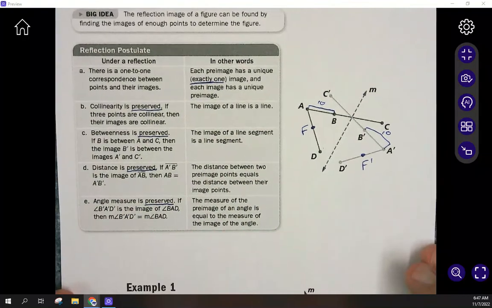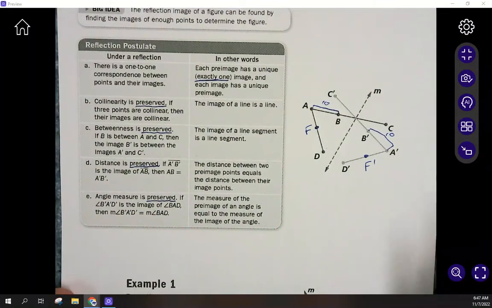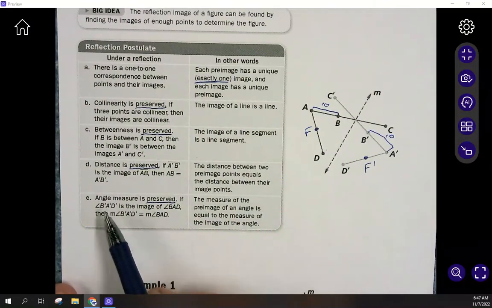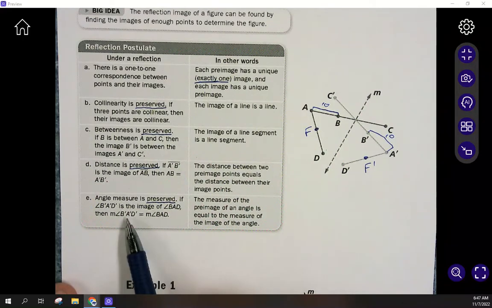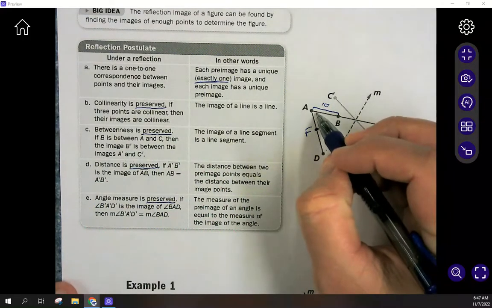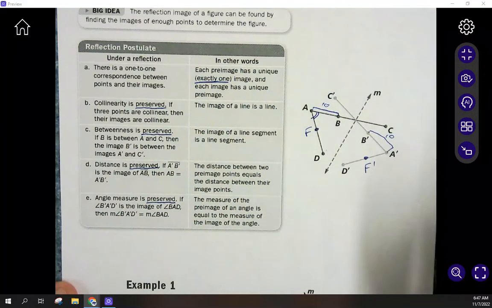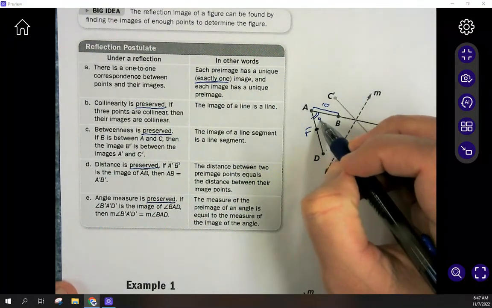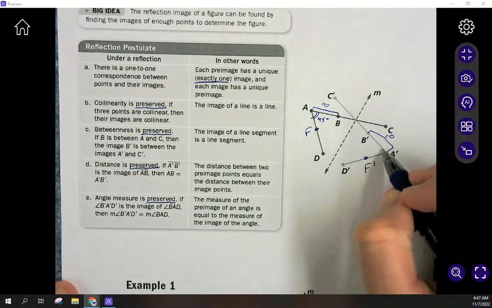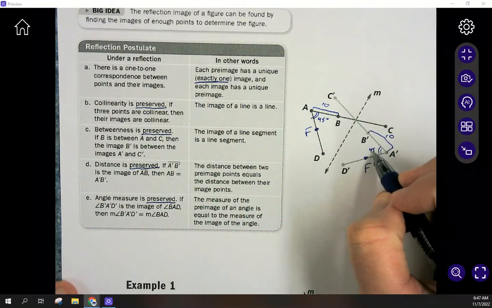And the other thing that is preserved is angle measure. All right, if you have this angle and it's the image of this angle, then those are equal to each other. So this angle right here, let's say that's 45 degrees. I automatically know that's going to match this one when I reflect it.